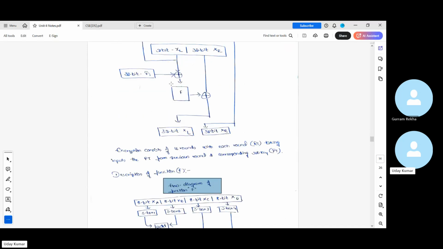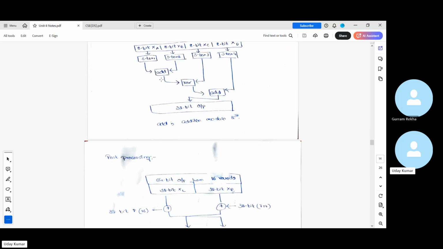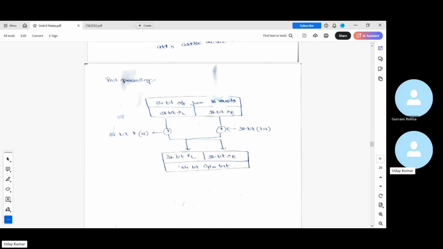So what is this F? What F performs here is as shown. And the addition here is always modulo 2 power 32, so that, as we have discussed in the class, if you get any carry, that will be discarded using modulus. And post processing here: 32-bit XL, 32-bit XR after performing 16 rounds.